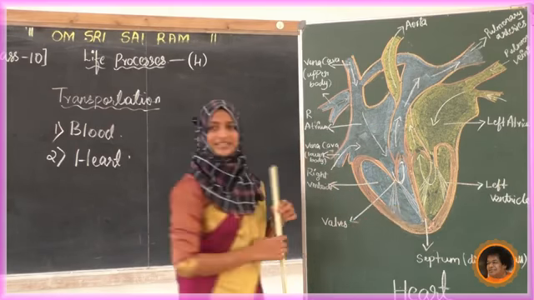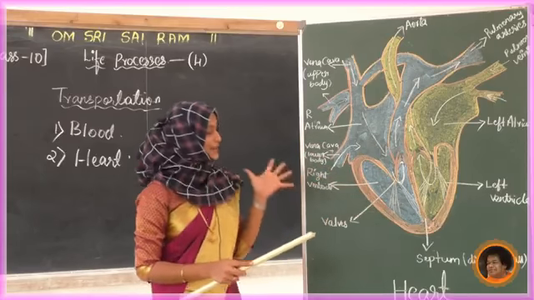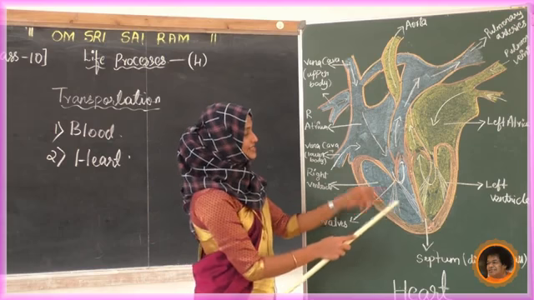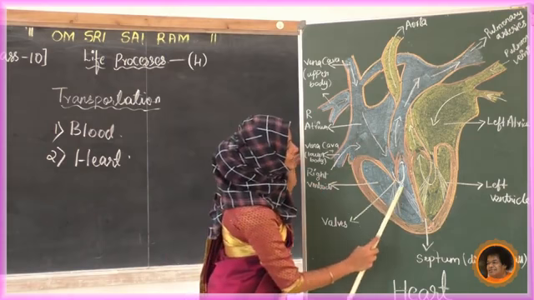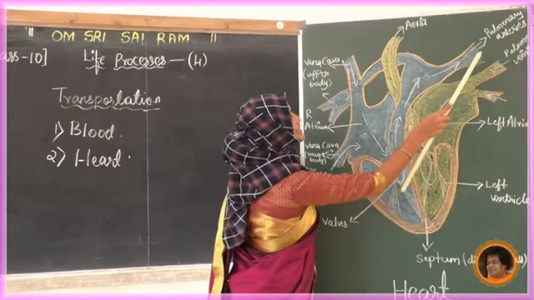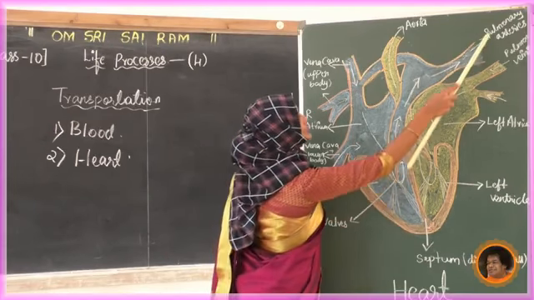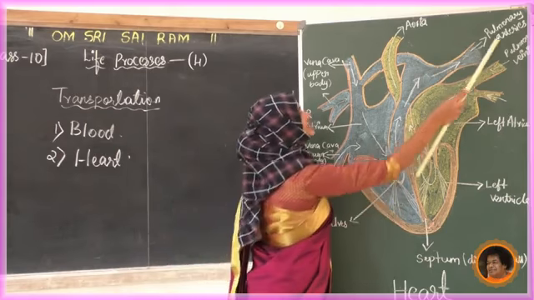Now blood reaches here. So what will happen to this one? This will contract and this will relax. Now this relaxed, and this is contracted. Now the blood is here, and it passes through this pipe and reaches the pulmonary arteries. Do you know what this pulmonary artery is? It has the connection to our lungs. So the blood is going to the lungs now.